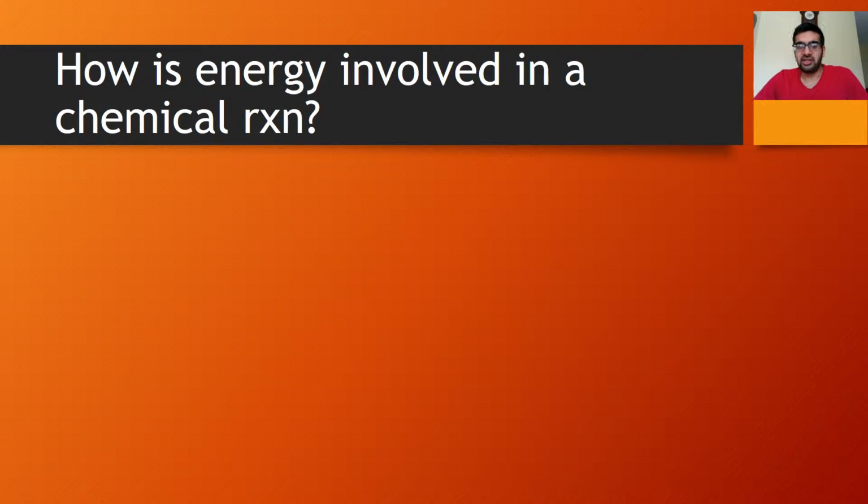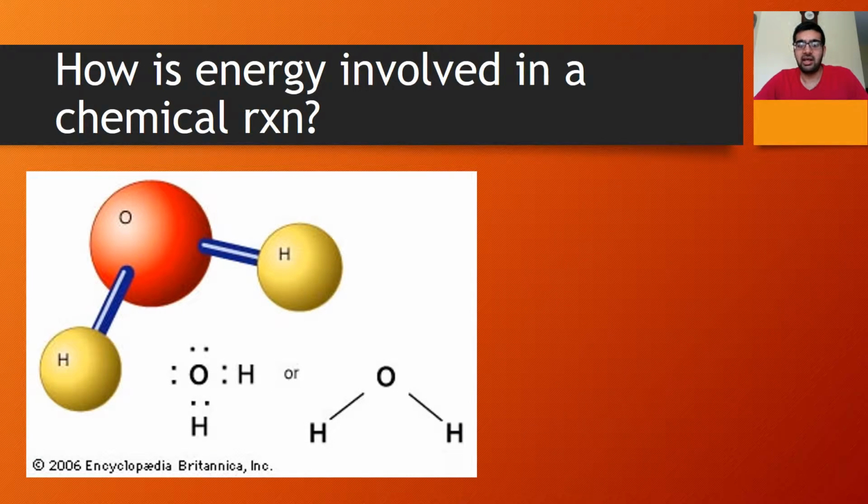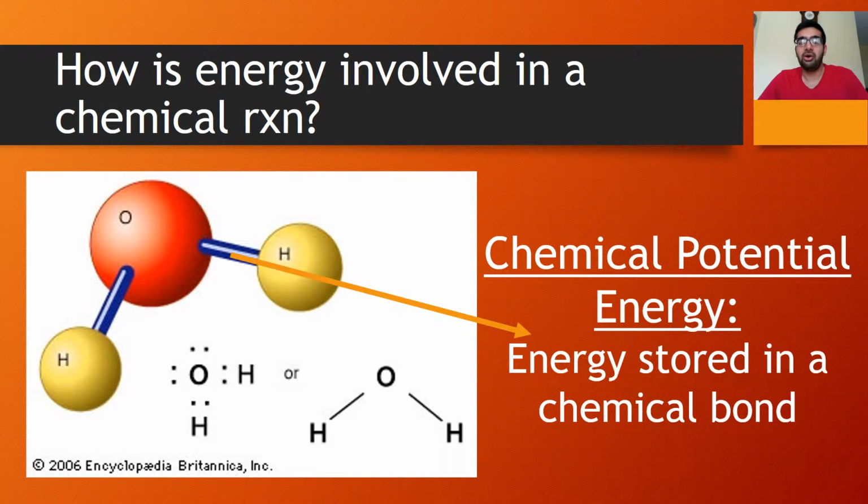How is energy involved in a chemical reaction? If we have a molecule like water, oxygen bonded with two hydrogens in a liquid or gas or solid state, that oxygen-hydrogen bond has energy in it, has chemical potential energy stored in a bond. And that energy stored in the bond is used to do reactions, either breaking it to use that energy or adding on, with energy required to add on something. So the energy of a bond, chemical potential energy, is used in a lot of chemical reactions to make things occur.